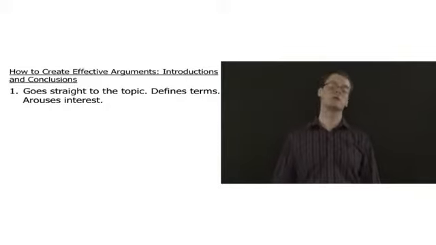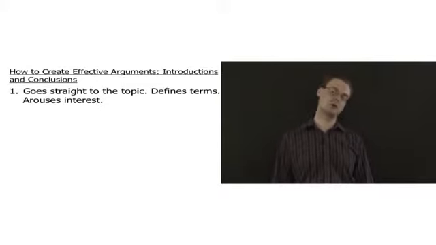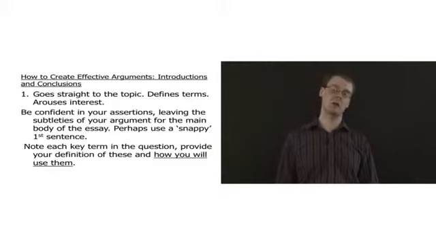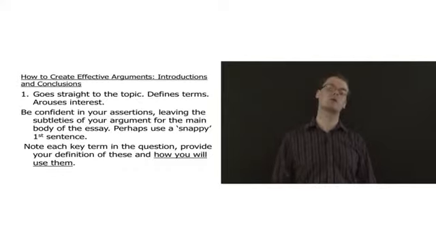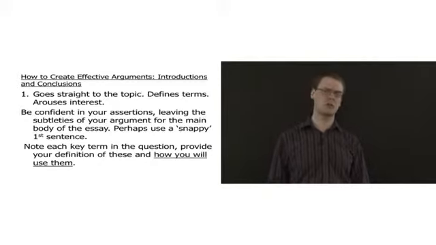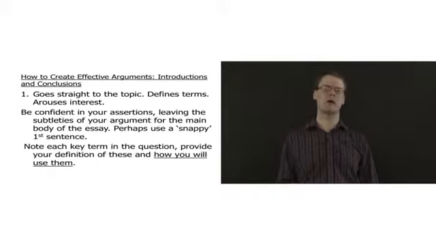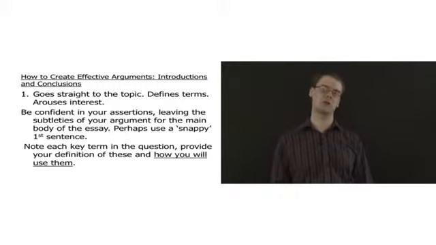Okay, so how do we do these? Let's look at the first one. So let's look at going straight to the topic, defining the terms, and arousing interest. Now, going straight to the topic, that is about being assertive in what you say. It's about leaving the nitty-gritty of your argument, the subtleties, the complexities of your argument, to later on, to the actual main body of the essay. Otherwise you'd end up with a very long, a very wordy introduction. Defining your key terms is very important because you might, in your question, have key terms that might potentially be defined in different ways. Different people might think of different key terms in different ways.